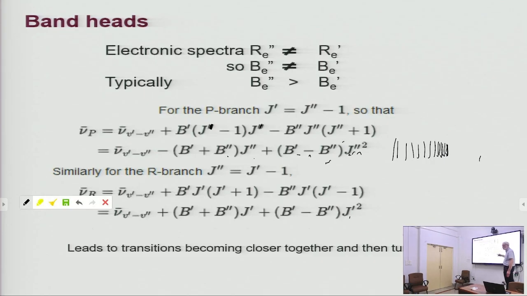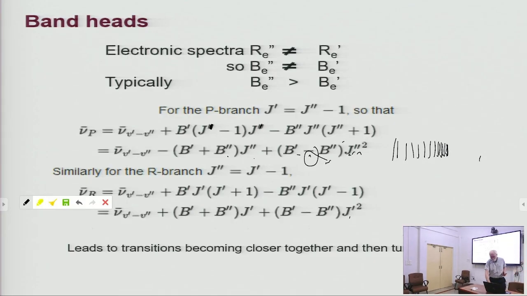So always one of the two branches folds round. So you get a bandhead either at the red end or the blue end. The red end is the low frequency end, and the blue end is the high frequency end. So you always get a bandhead because of this turning point here. Whether it turns at J equals 3 or J equals 20, that depends on the details of the numbers, but you always get this feature. So it leads to transitions getting closer and closer together, then turning over and coming back through.